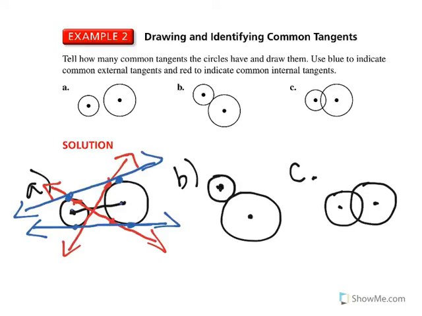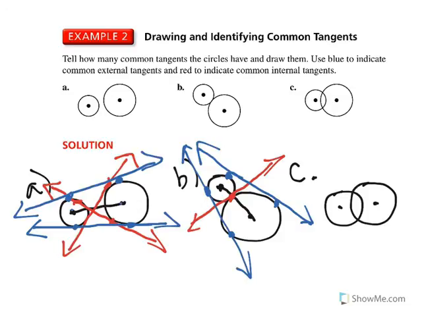Let's look at B. We're going to connect a line for my centers. The tangent line that goes between them is red, and that's an internal tangent. So they touch each of them at one point. And then the blue line indicates the external tangents, meaning they're on the same side, and they still touch at 1 point on each circle.